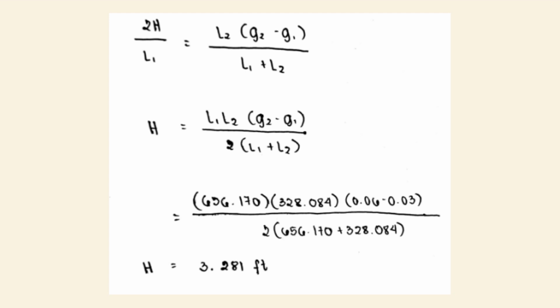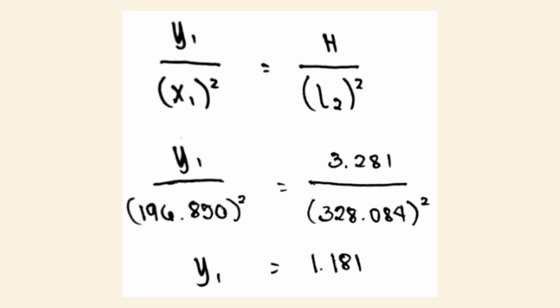Substituting the given values, we have 656.170 times 328.084 times 0.06 minus 0.03 divided by twice the sum of 656.170 and 328.084. Solving the equation, we have the value of h at 3.281 feet.